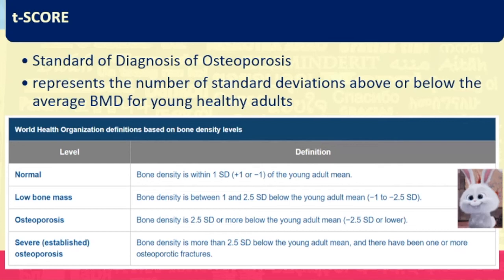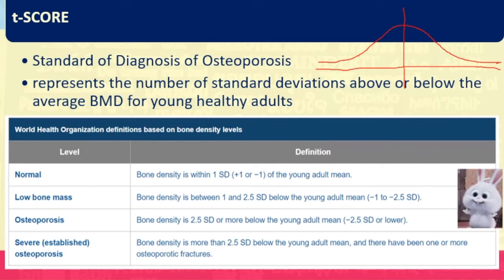Then you have T-score. The T-score is actually the standard of diagnosis for osteoporosis. If you can recall your lessons in statistics and mathematics, your T-score represents the number of standard deviations wherein the patient is above or below the average BMD. Recall that you have the curve that you've discussed in statistics, the one that is shaped like a bell that we refer to as a normal distribution. So if this is the average bone mineral density of young adults here at the center, let's say for example, that's the average bone mineral density for Filipinos.